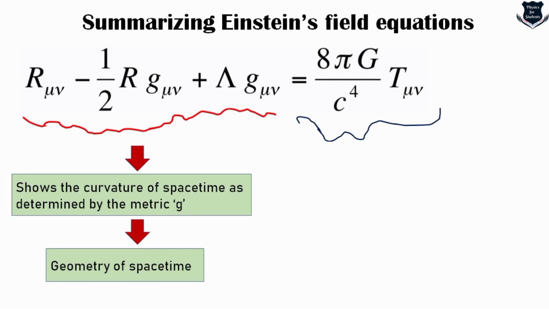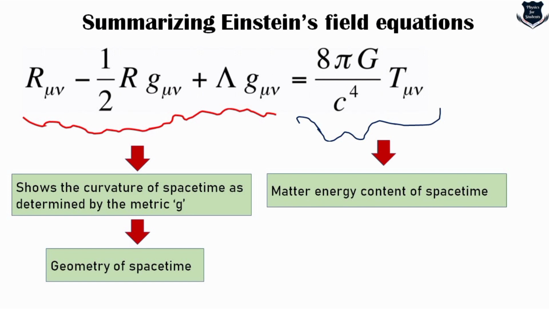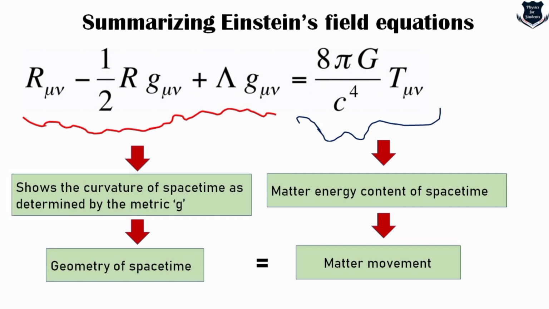On the right hand side, what we find is the matter energy content of space-time. Now, what do we mean by matter energy content? I will be coming to that in this video very soon. But for the time being, understand that the entire matter of the universe, starting from electrons, protons to black holes, human beings, earth, soil, wood, continents, everything, this entire matter energy content of space-time is denoted by this. And this actually denotes the matter movement. So how matter moves is determined by the right hand side, and most importantly these two are equal. So the geometry of space-time is equal to the matter movement.